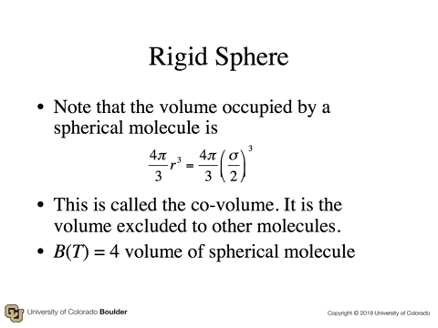Think about a bunch of pool balls or billiard balls on a table. Once they're touching, you can't get them any closer together. It's just because they can't fit inside of each other. So B of T in the hard sphere approximation turns out to be 4 times the volume of a spherical molecule.